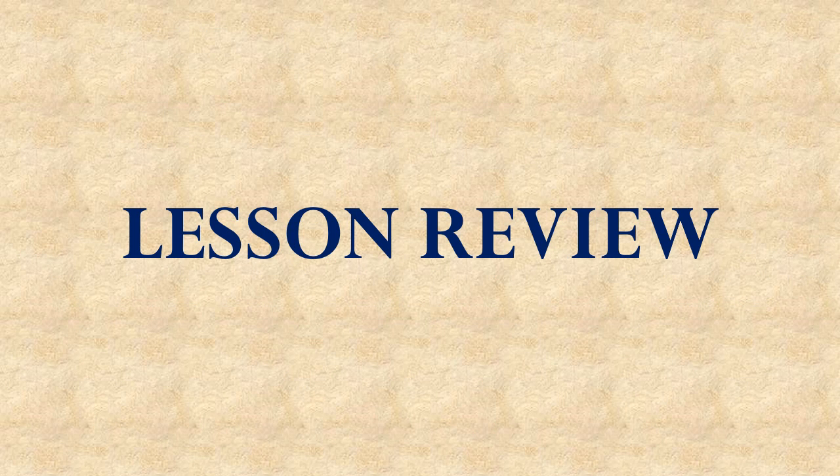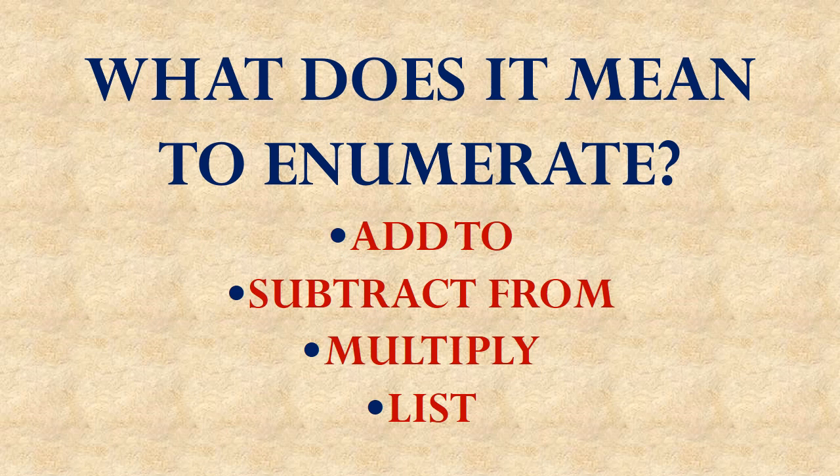So now let's review what we learned in this lesson. First of all, what does it mean to enumerate something? Is it to add to it, or subtract from it, or multiply it, or to list it? Well, as the word is used in describing the Constitution, it means to list a thing. In this case, listing the powers of government.